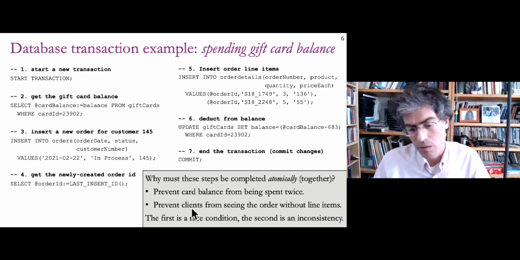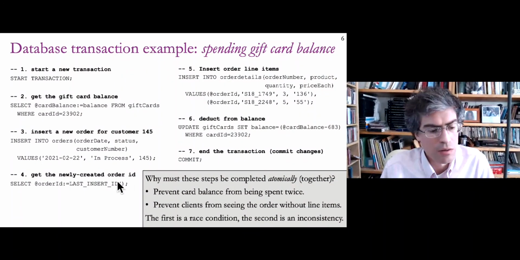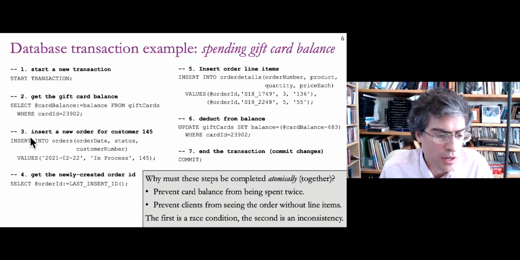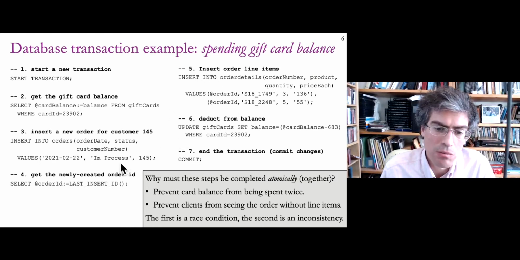All right, so the second problem, a little less important, but still worth considering, is that we have inconsistency after step 3. We've created an order. So this is an orders table. I know I went through it quickly before, but we're creating a row in the orders table that says that on this date, we have an in-process order for a certain customer. And then later on, we fill in the details of that order in a second table. So this is a many-to-one relationship between these tables. There are many order details for each order that reflect the different line items in the order. After line 5 is executed, we have a complete record of the order. But in between 3 and 4, we have an incomplete record of the order.